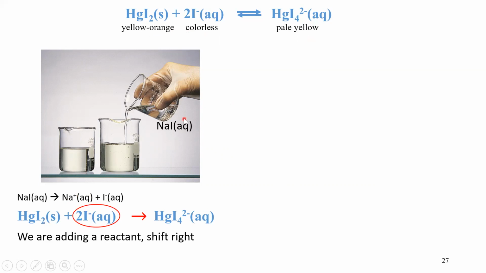If we were to add sodium iodide to this system at equilibrium, we're increasing the iodide ion concentration. And if we increase the iodide ion concentration, the system is going to shift towards the right. We're going to want to consume some of what we added to get Q back to K. So HgI2 would go down, and HgI4 2-, this complex ion, would go up because we added iodide.